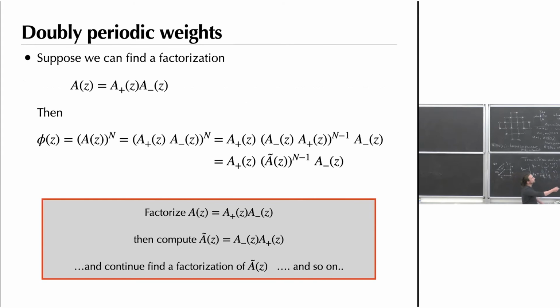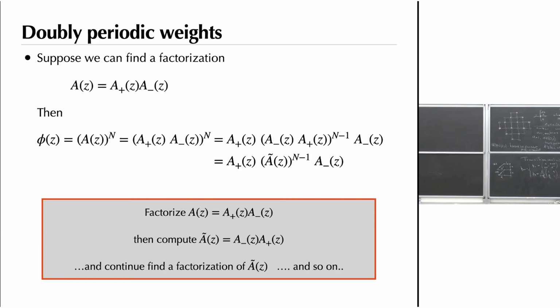Now, suppose you can do a factorization of A into A plus and A minus. What you do then is write A as A plus times A minus, then write out this product. I can put an A plus in front and an A minus at the end, and then I get A minus A plus to the power n minus 1. But then I did one step, and here I stop, because now I get a new matrix, A tilde, which is just the factorization with the two matrices swapped, and then I start factorizing that.